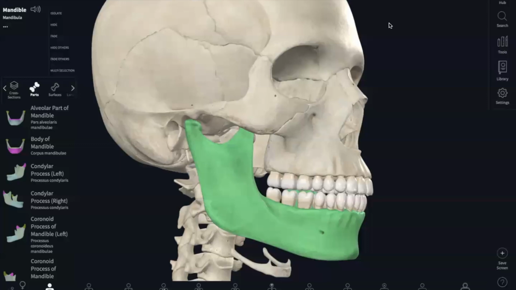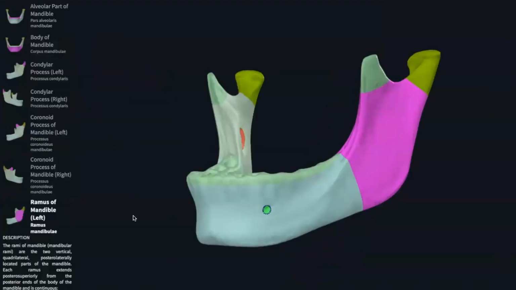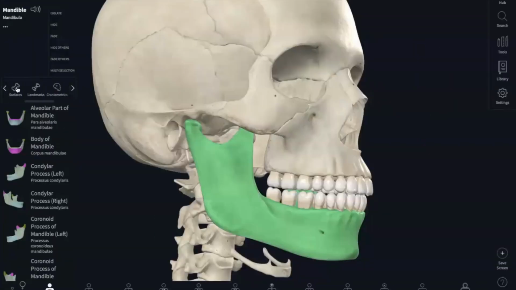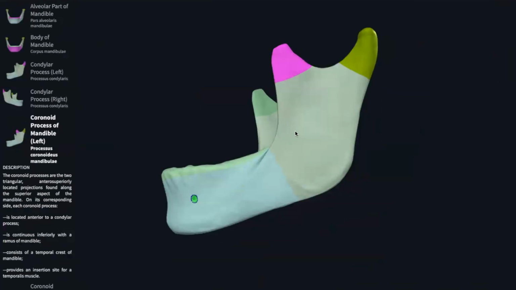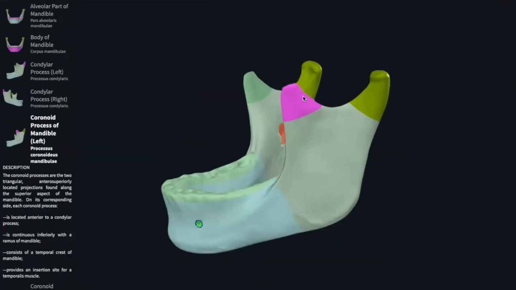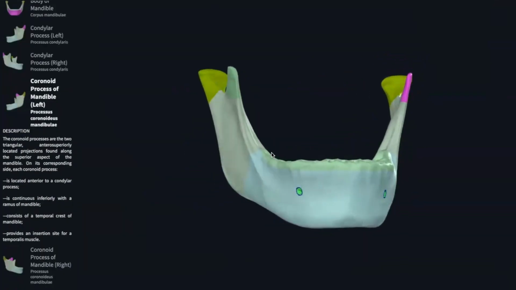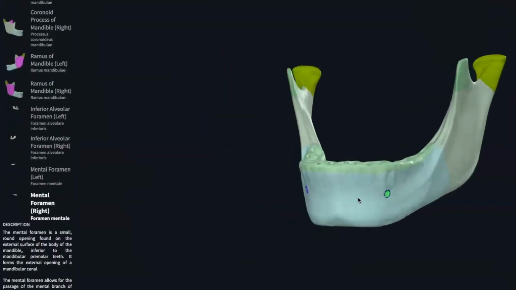Number one is going to be the body of the mandible, which is right here. Then the ramus, which is this part. There is going to be a left and a right. And finally, the angle of the mandible is going to be this highlighted pink part right here. Your coronoid process is going to be this part of your mandible. The mandibular condyle is going to be this part of the mandible. Finally, you are going to have your mental foramina, which are these little holes right here.